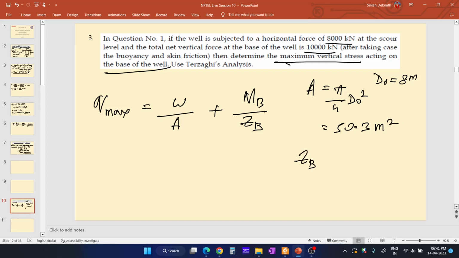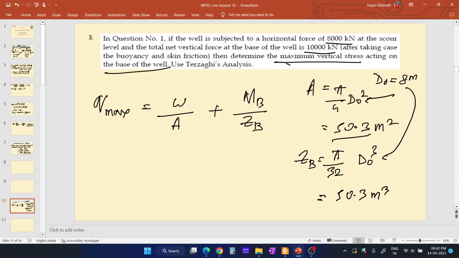And what is ZB? It is the polar moment of inertia, which is how much? It is pi by 32 into d0 cube. Okay, so now d0, that is the outer diameter of the well. So now if you put the value of 8 meter over here, and if you calculate this, you will get the value of ZB. So ZB comes out to be 50.3 meter cube. Okay, so this one is 50.3 meter square and this one is 50.3 meter cube.